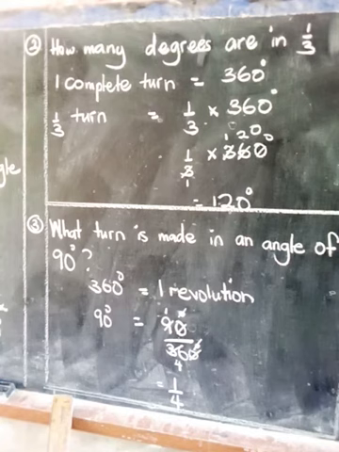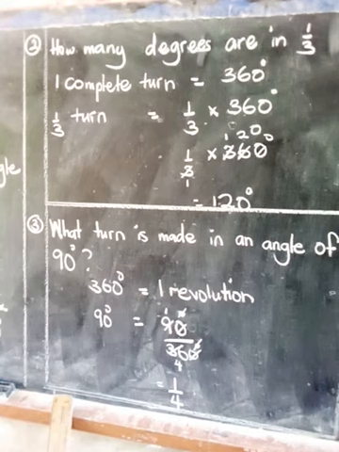Lastly, what turn is made in an angle of 90 degrees? Remember, children, 360 degrees are equal to 1 revolution. When I talk about revolution, I mean a complete turn. Now they are showing us that the 90 degrees are not a complete turn. Therefore, get the 90 degrees divided by the 360 degrees so that you can find a fraction.